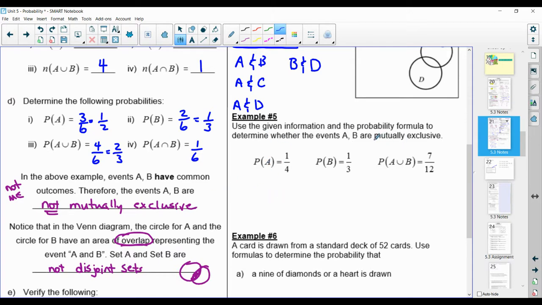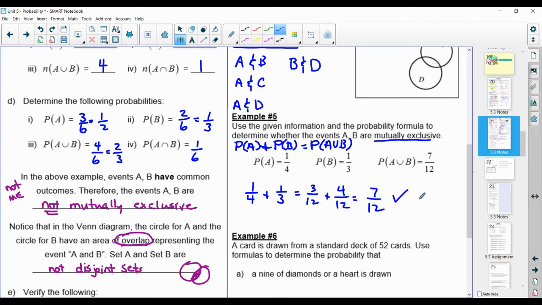So if they're mutually exclusive, then that means the probability of A plus the probability of B has to equal the probability of A or B. Notice or means add. So while these are probability formulas, we can often use them to help us out when we're doing sets questions as well. So the probability of A is 1/4 plus the probability of B is 1/3. And if we add those up, that gives us 3/12 plus 4/12, which is 7/12. So this is mutually exclusive.